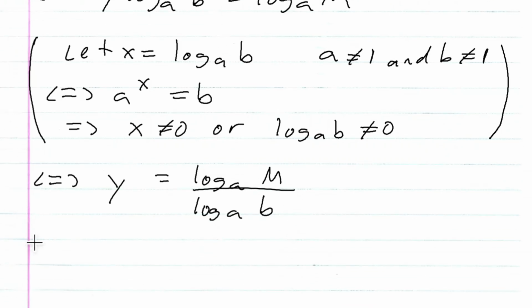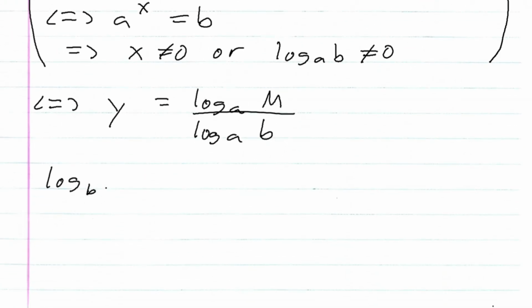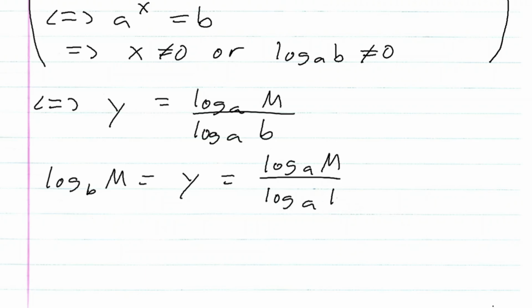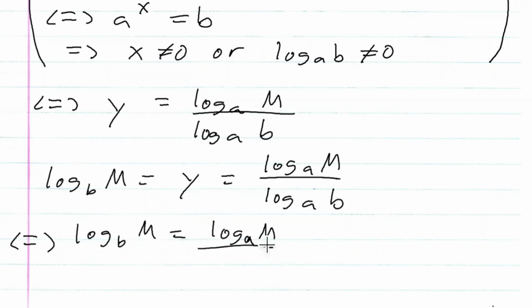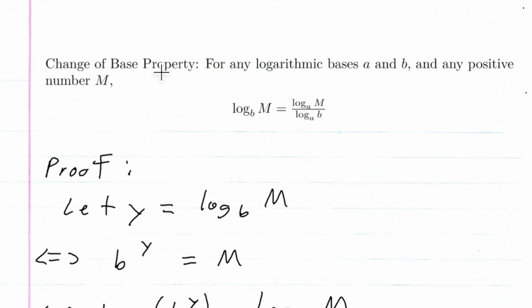And now I have log base b of m is equal to y, and y is equal to log base a of m over log base a of b. So of course this means, right, that log base b of m is equal to log base a of m over log base a of b. And that is the change of base property for logarithms. That is the proof.